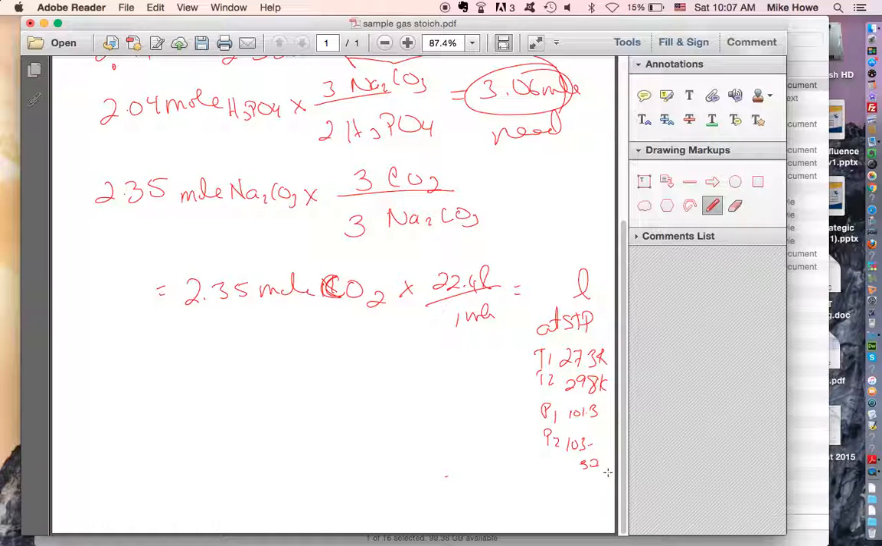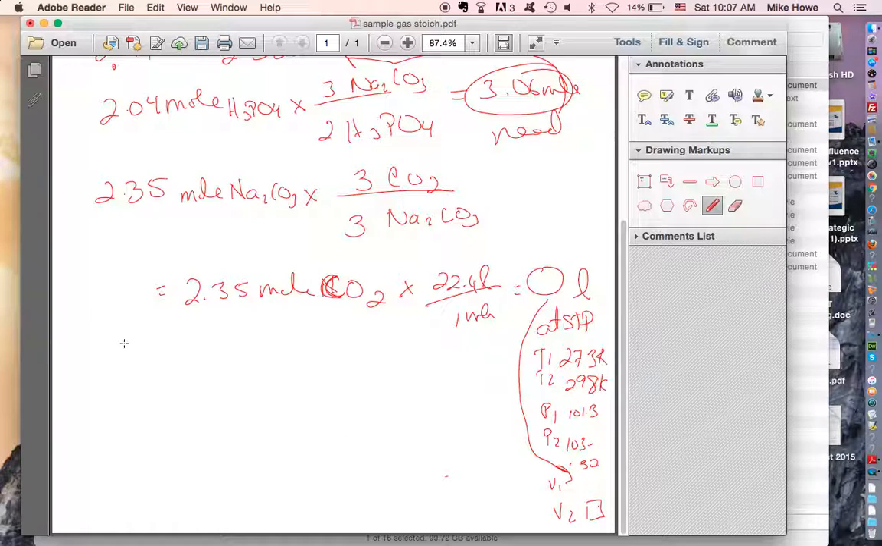Now the reason you're taking away the 3.2 is because it's collected over water. So you have to subtract water vapor pressure, and I happen to remember off the top of my head that water vapor pressure at 25 degrees C is 3.2 kilopascals. Alright, V1 would be whatever the answer was up here, and V2 would be your final answer. All right, so I'm not going to actually work through it, but that's how you would do it.